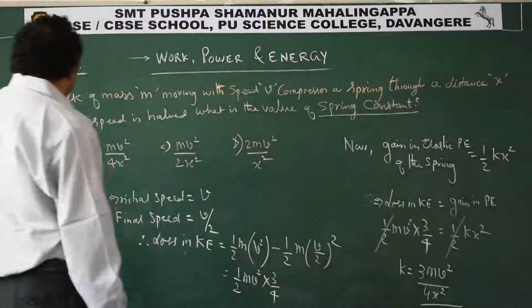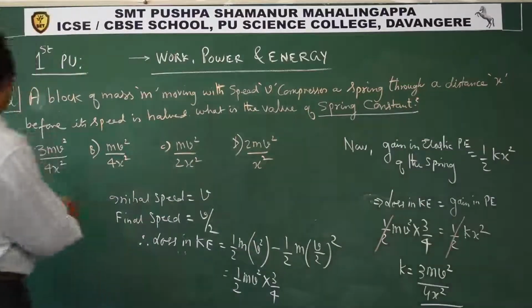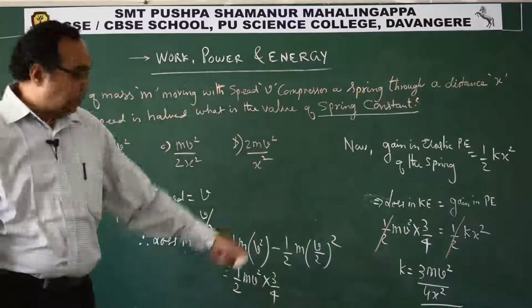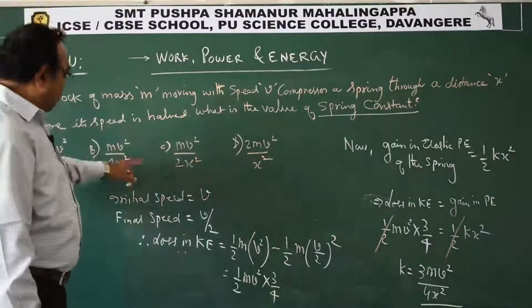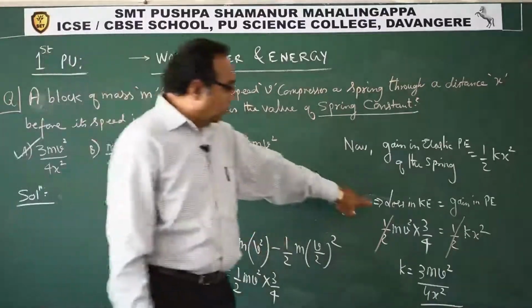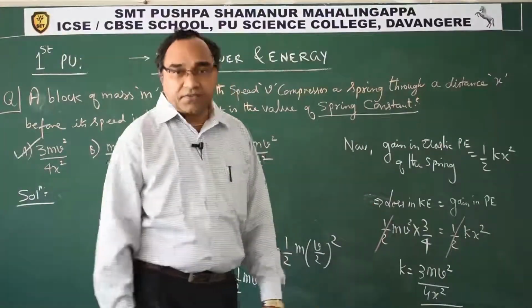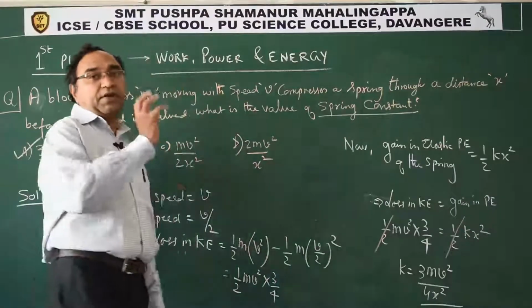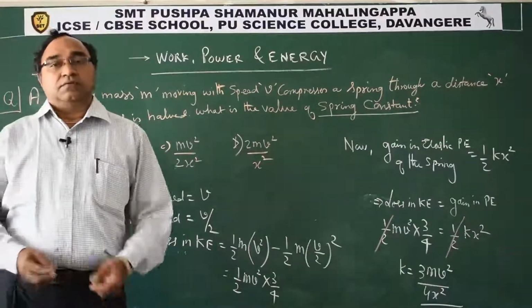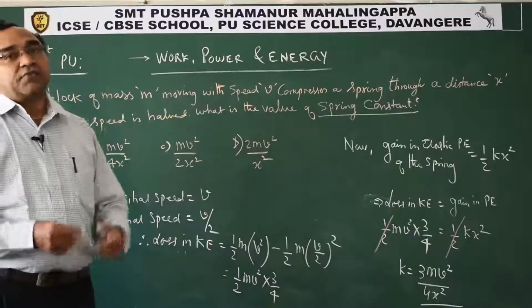So 3mv²/4x². So our answer in this case is A. That is exactly how this question can be solved by the simple concept that loss in kinetic energy is gain in potential energy. It is based on a simple concept of conservation of energy. Clear? Now let us take the next question.